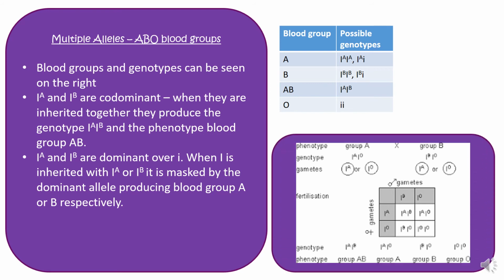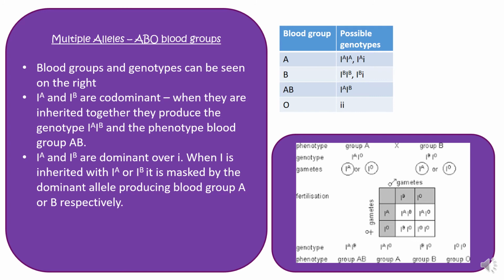We've also got here an example of the cross. So if somebody is group A, IAIO, the gametes, they've used IO here instead of a small i, and that's fine. Gametes are IA and IO. Again, this should be B. Sorry guys, I've chosen some really poor diagrams. This should be IB or IO.